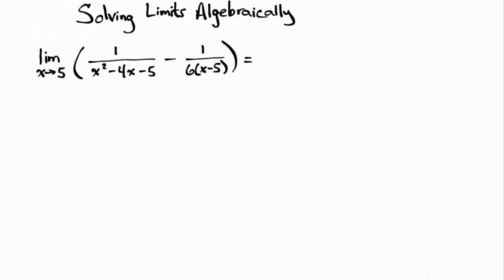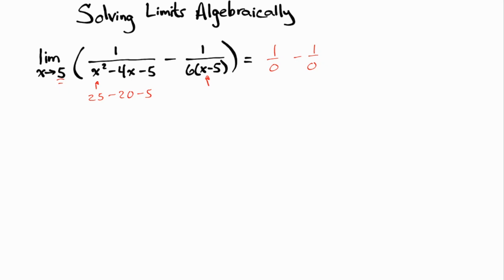Here is a second type of problem where we're going to work with it algebraically. And again, always our first step is just to plug in the 5. And when we do that, we see 5 squared is 25, minus 4 times 5 is 20, minus 5. That's going to give us 1 over 0. And then we see that when we plug 5 into this factor here, we get 1 over 6 times 0. So we have 0 in the denominator. We want to see if we can rewrite this algebraically and get rid of that 0 from the denominator.